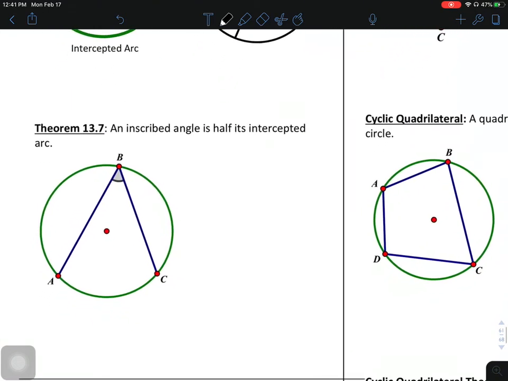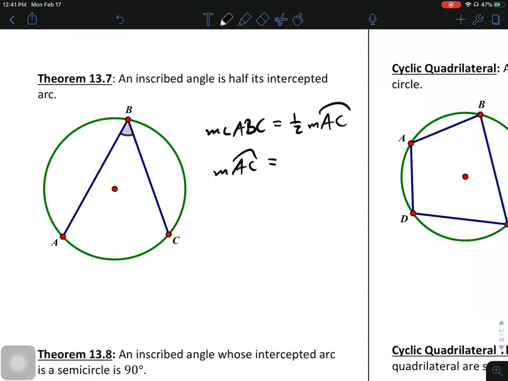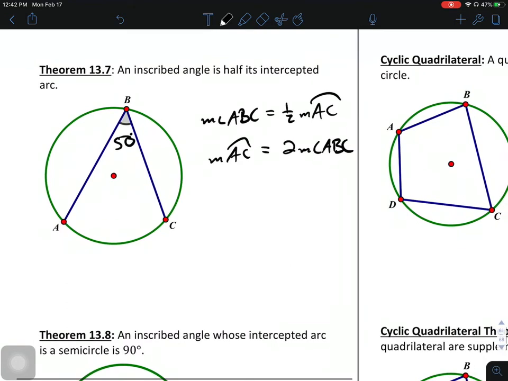An inscribed angle, is the theorem, is half its intercepted arc. So the measure of angle ABC is half the size of the measure of arc AC. Or you could say the measure of arc AC is twice the size as the measure of angle ABC. Let me put some numbers in here and it'll make it seem more real for you. If the measure of the inscribed angle is 50 degrees, then the intercepted arc is twice that, which is 100 degrees.